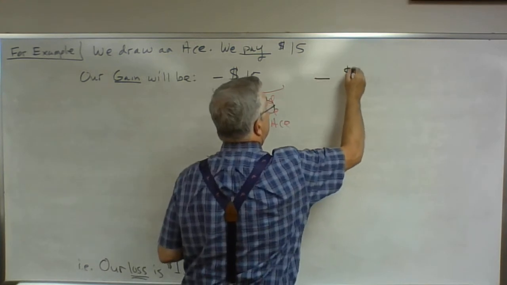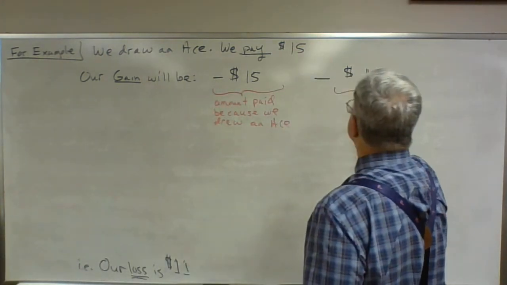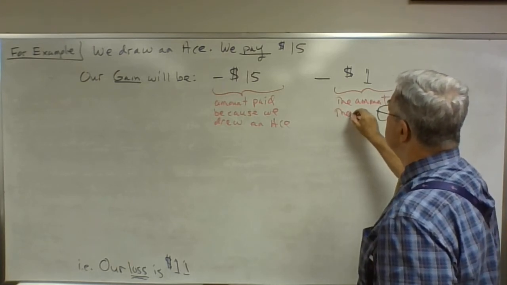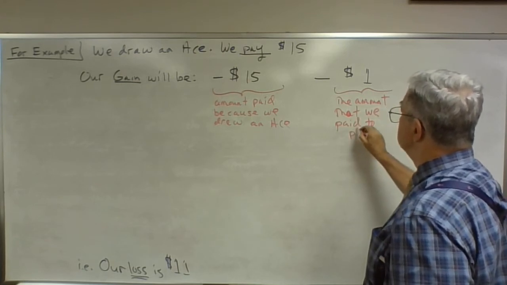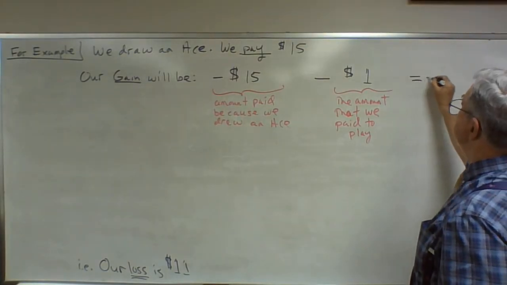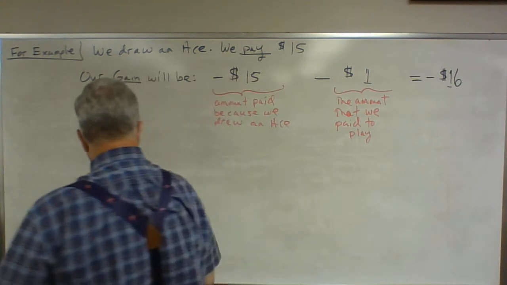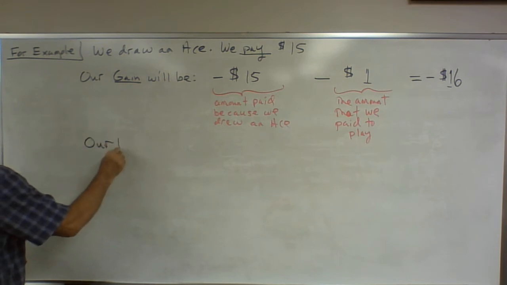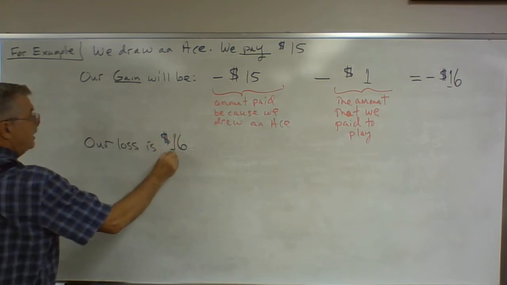minus $1, and that's the amount that we paid to play the game. So our gain is going to be a negative $16. And if our gain is negative $16, that means that we have a loss. Our loss is $16.